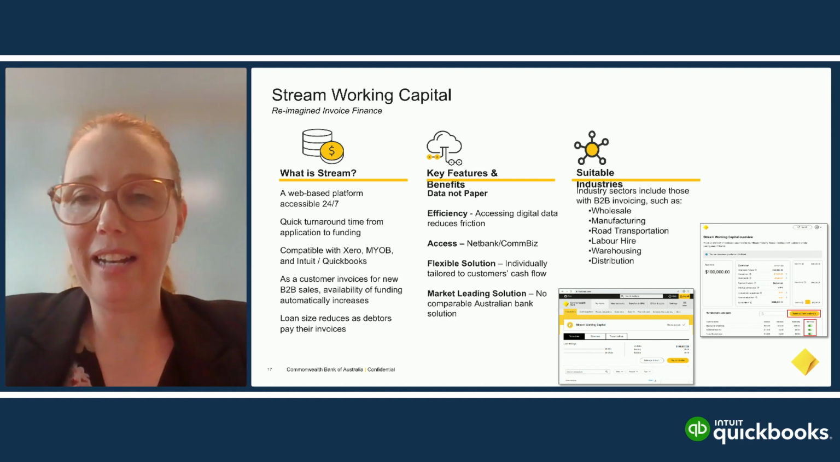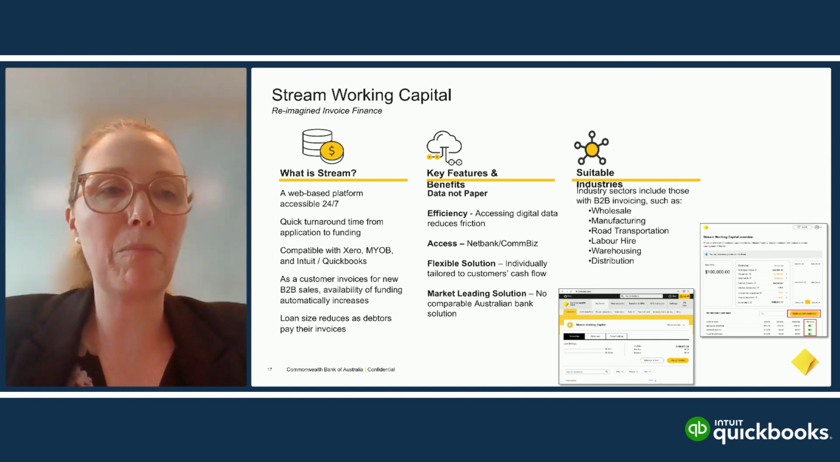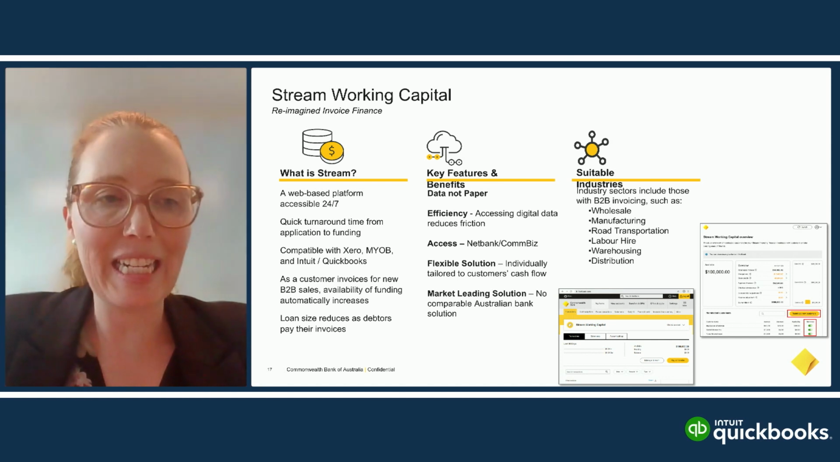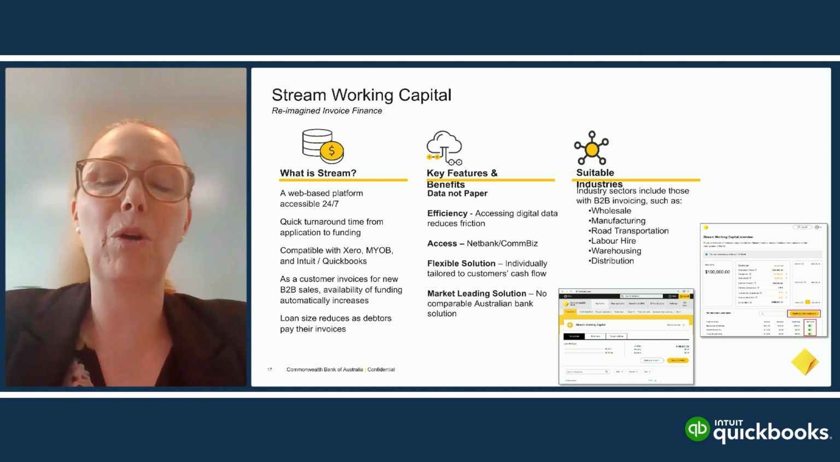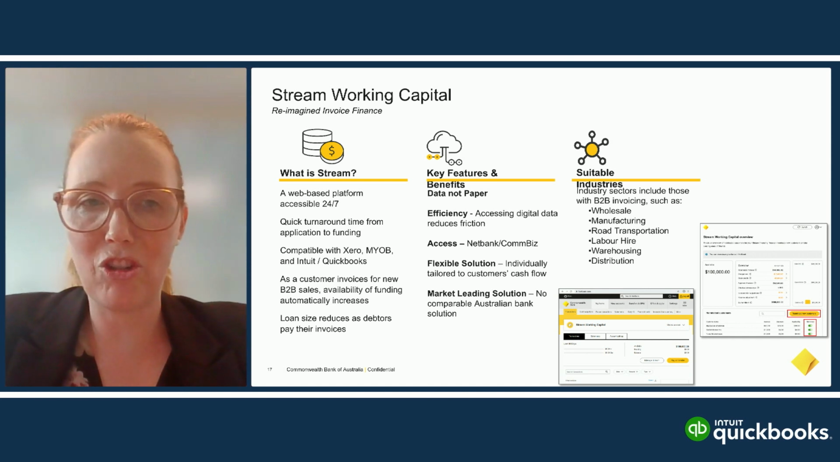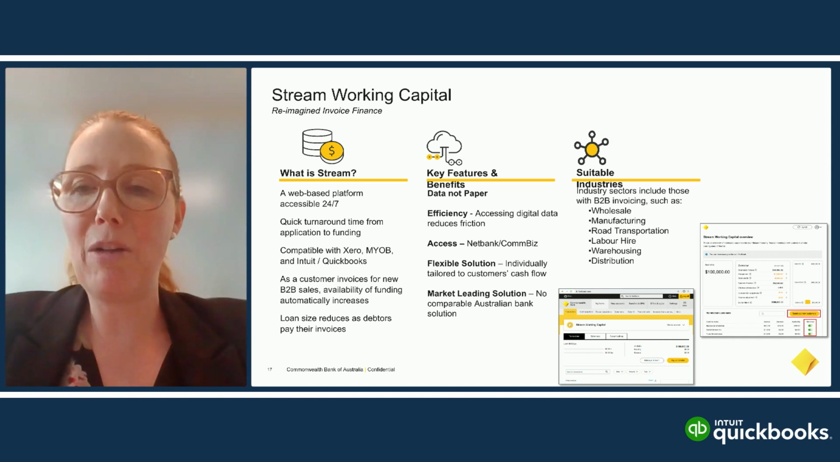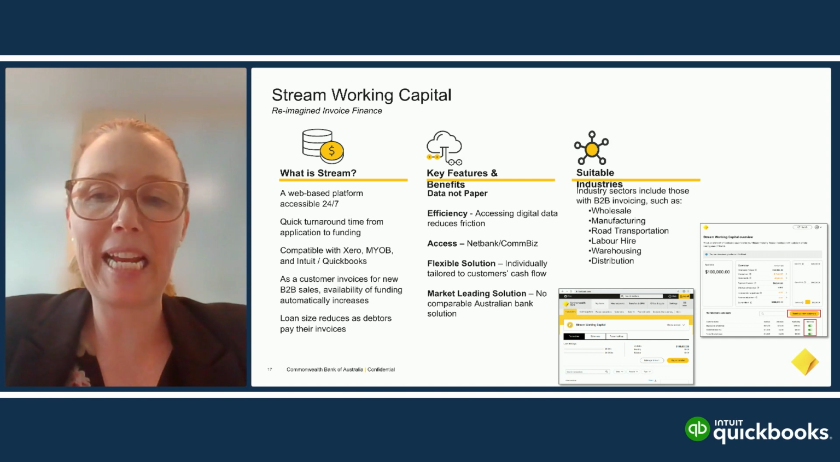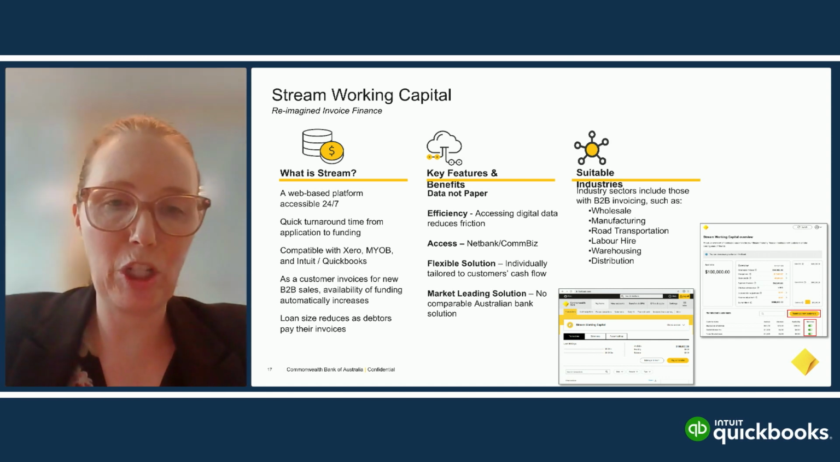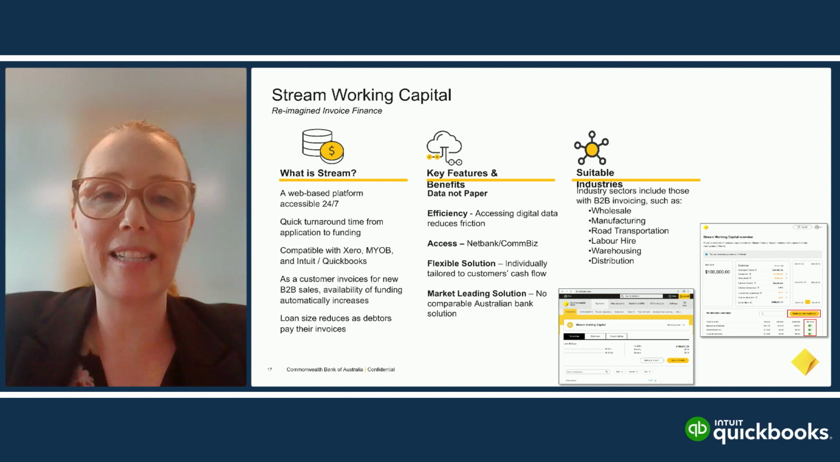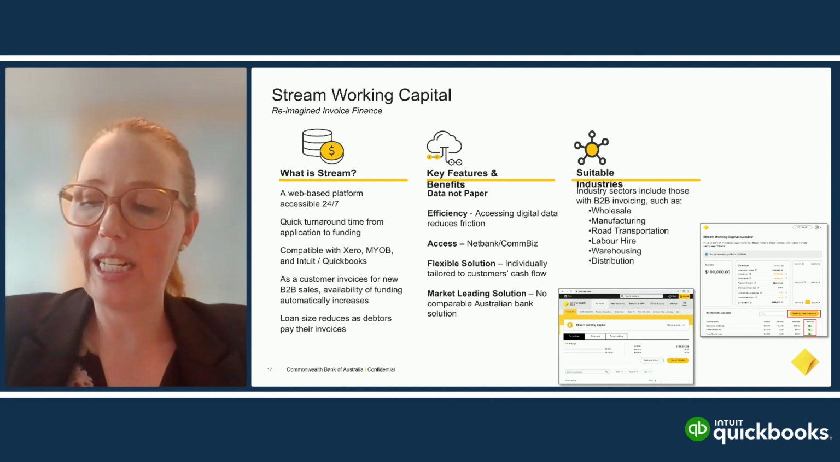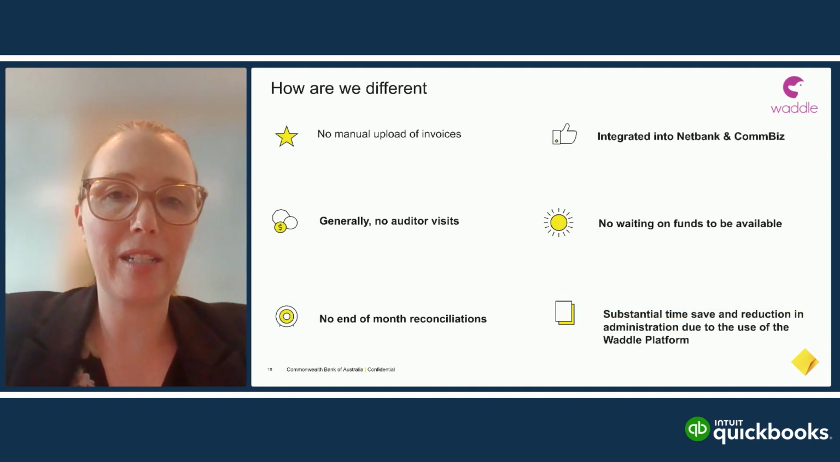Whilst Stream and a lot of our other cash flow products are open to all sorts of industries depending on the need, we do see that it works best in those particular industries mentioned there: wholesale, manufacturing, road transportation, labour, wholesale and distribution. They're the key ones that we know customers are benefiting from Stream the most.